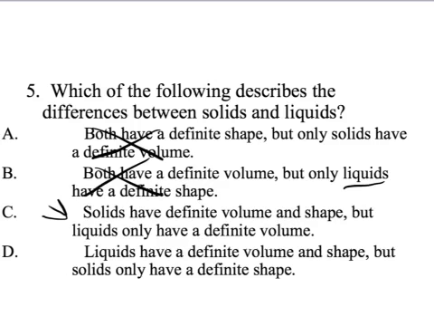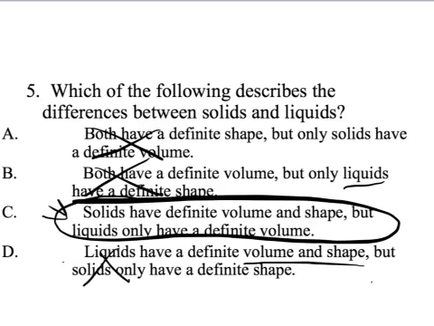Okay, liquids have a definite volume and shape. Make sure you read carefully. It's saying it has definite shape, and that's wrong. So the correct answer is C. Solids have a definite volume and shape, but liquids only have a definite volume.